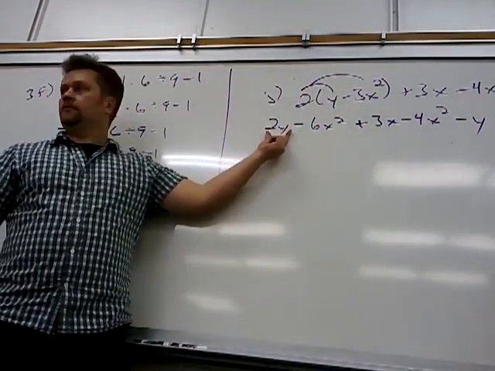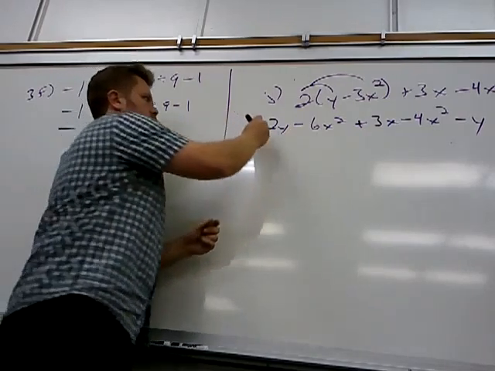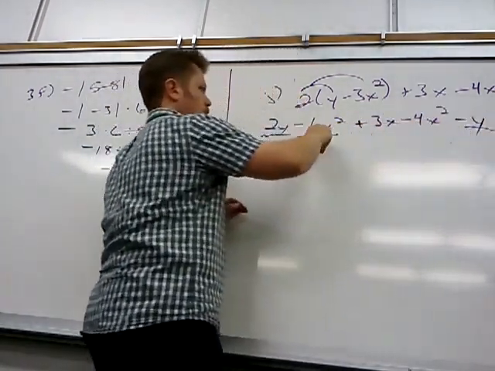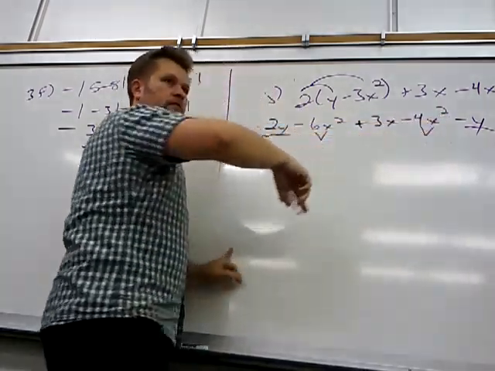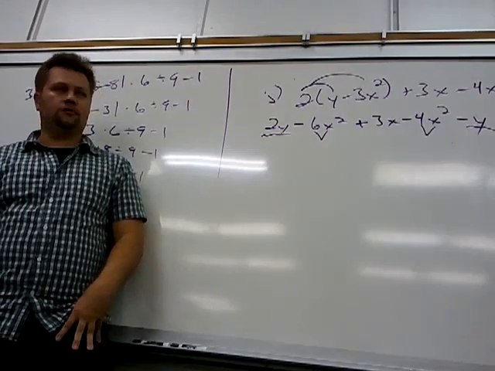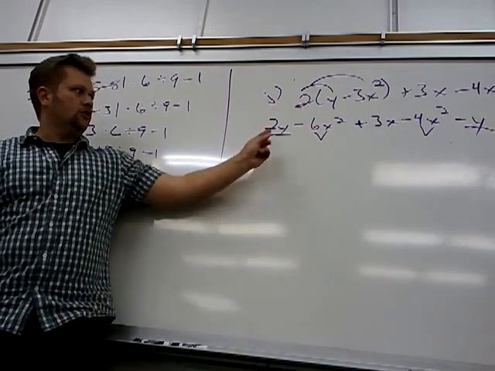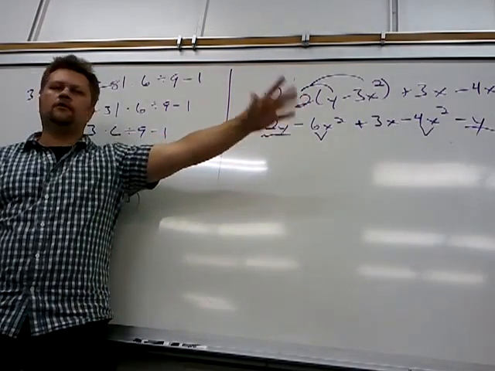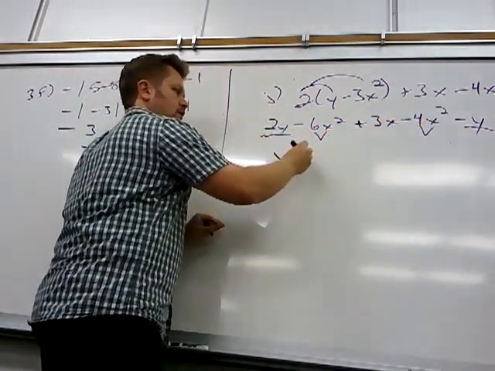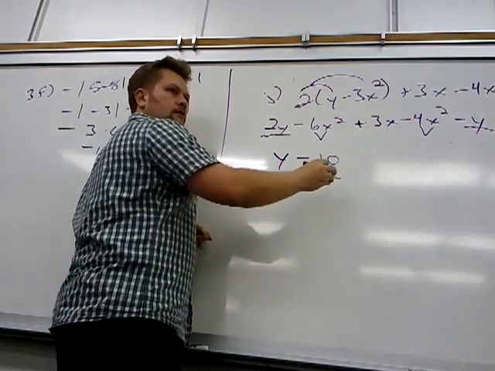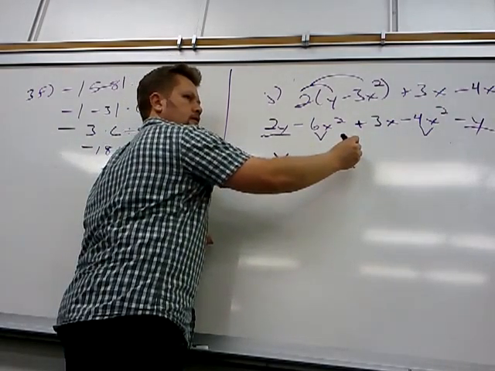Is there anybody that goes with him? Yeah, so the y's can go together. Who goes with this one? The negative, you know, the x squares. And who goes with him? Myself. No. Forever alone. So 2y minus y is y. Negative 6x squares minus 4x squares is negative 10x squared.